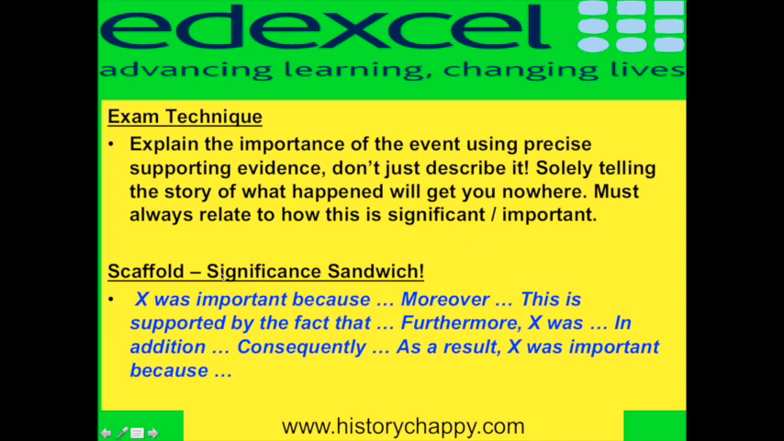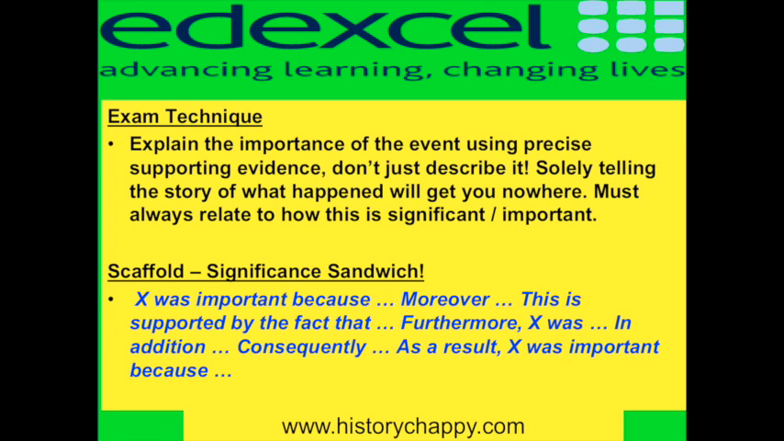Now, what I call the answer is the significant sandwich. So you start with a statement about how it's important or significant, then you end with a statement about how it's important or significant, then get your explanation of how it's important or significant and your specific contextual knowledge in the middle. Again, you haven't got to use all these connectives, they're just here to help you elaborate on your answer. But the key is to remember to explain how it's important.